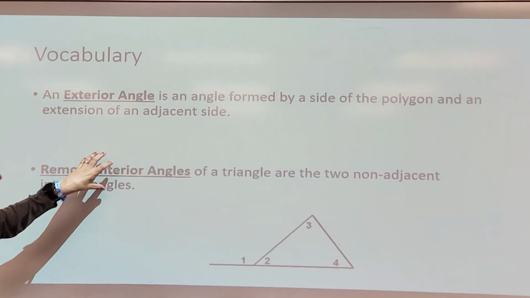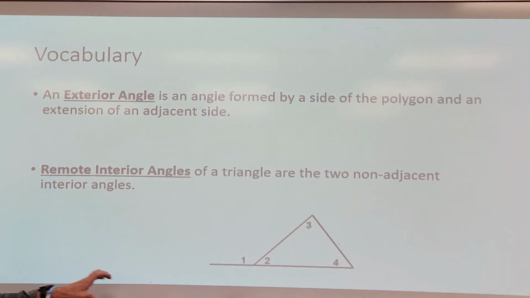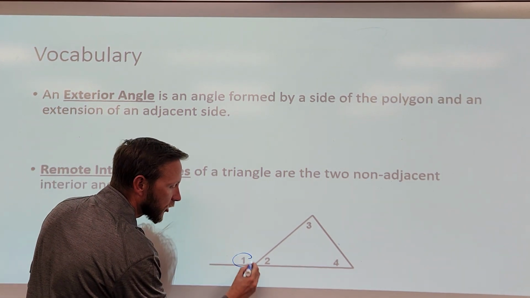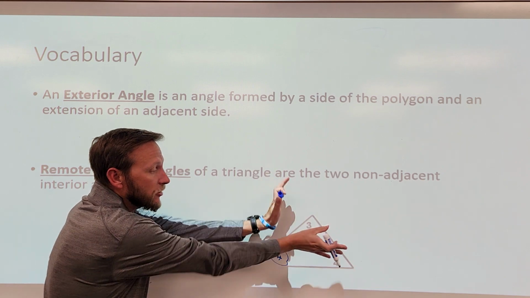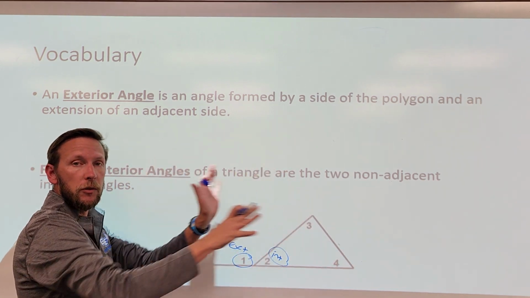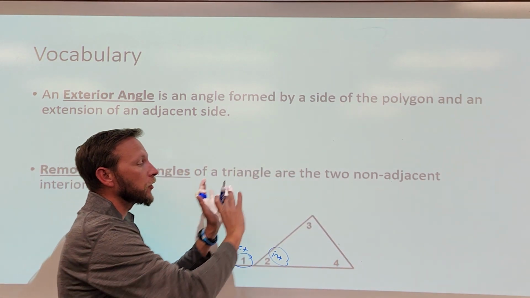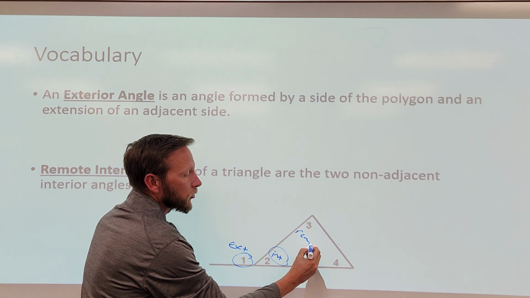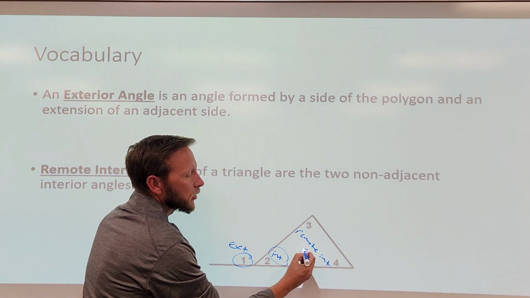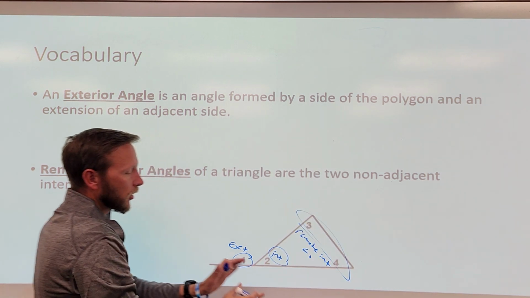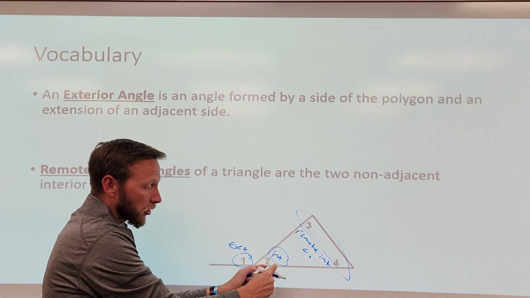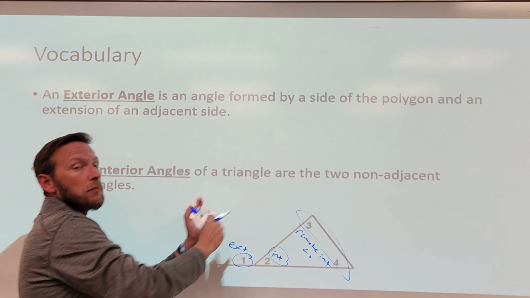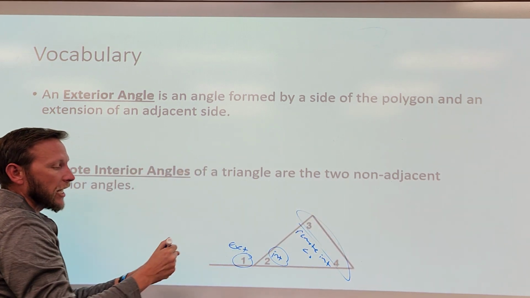All right, now the remote interior angles of a triangle would be, if this is our exterior angle, and this is interior, great. These other two are the remote. Remote means like far away. These are the remote interior angles. Remote interior angles are angles 3 and 4. So we've got angle 1 is exterior. The adjacent interior is angle 2. But then the remote interior angles are 3 and 4.